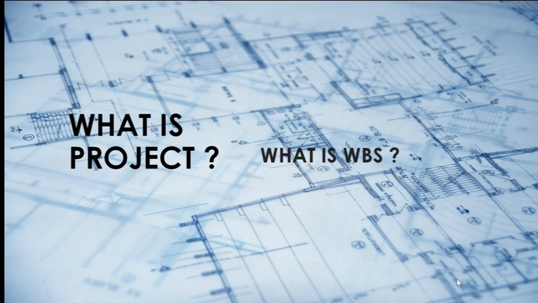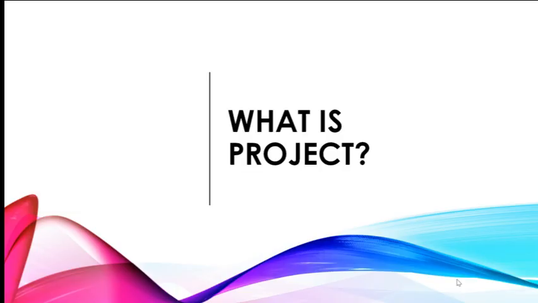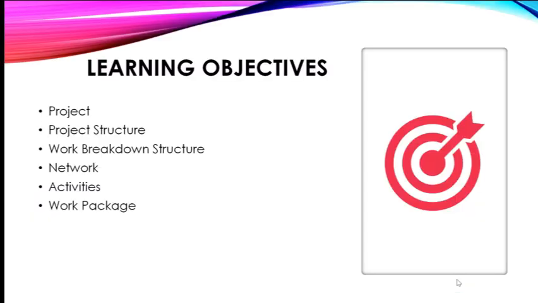Today, let's discuss what is the project and what is WBS and how project structure looks like and what is the significance of these objects. So, in this video, we'll discuss what is project first, and these are different topics that we are going to discuss today. It's project structure, project, WBS, which means work breakdown structure, network, activities, and work packages. So these are all different PS objects that we are going to discuss in this video.